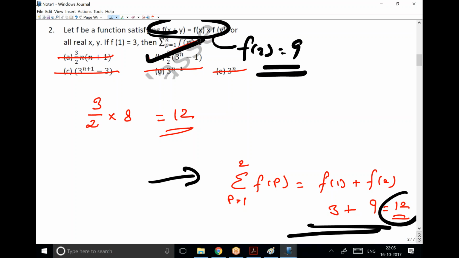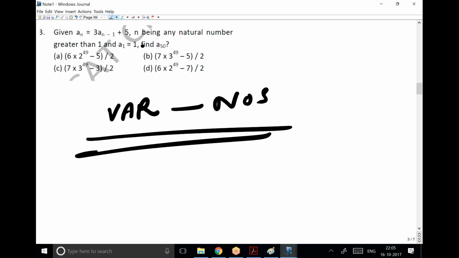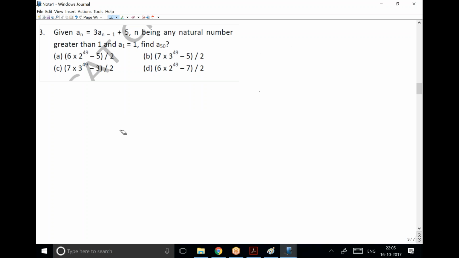Now look at different parameters and different questions also. Question number 3: if you see, this question is based upon the variable to numbers type, because you can see the question is in variable format but the answer options are in numbers. So it is a variable to numbers question. So try out this question, take 2 minutes.